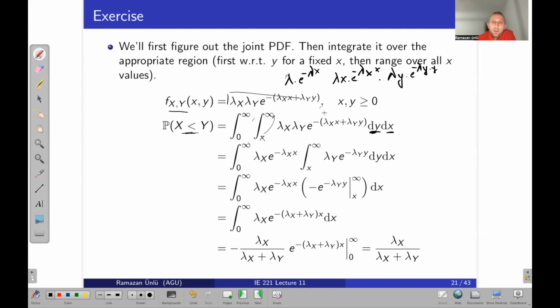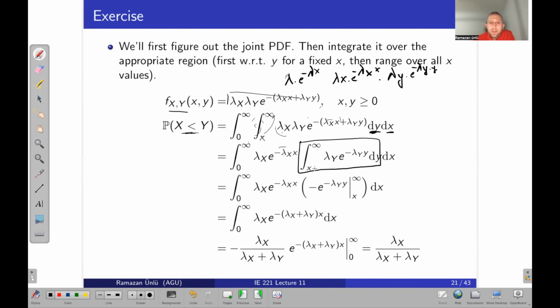So the first one is based on y, right? And lambda x is not based on y. And also e to the minus lambda x is not based on y. So they can go outside the first integration, the inner integration. And I can rewrite that part as the integration of lambda x e to the minus lambda x, and this guy will be lambda y e to the minus lambda y dy dx. Okay. First, I can do this part.